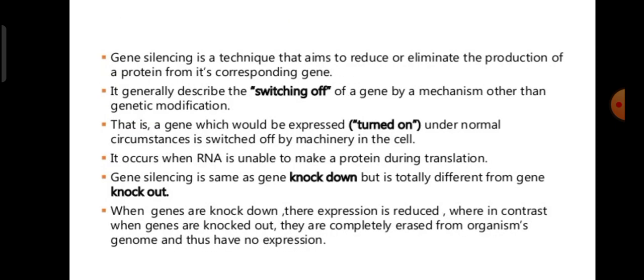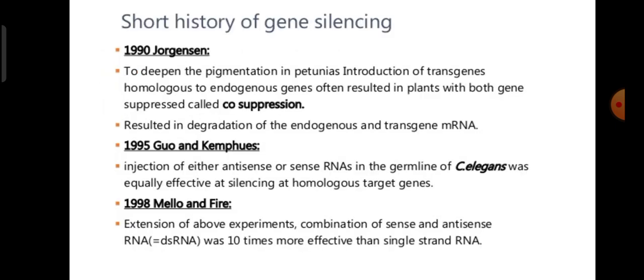When genes are knocked down, their expression is reduced, meaning complete elimination of the expression is not preferred here, whereas in contrast, when genes are knocked out, they are completely erased from the organism's genome and thus have no expression. As you know, in the operon concept, there is always a switch on and switch off of the mechanisms: switch on for the production of a particular product and switch off to get rid of that product. The same principle works here also.